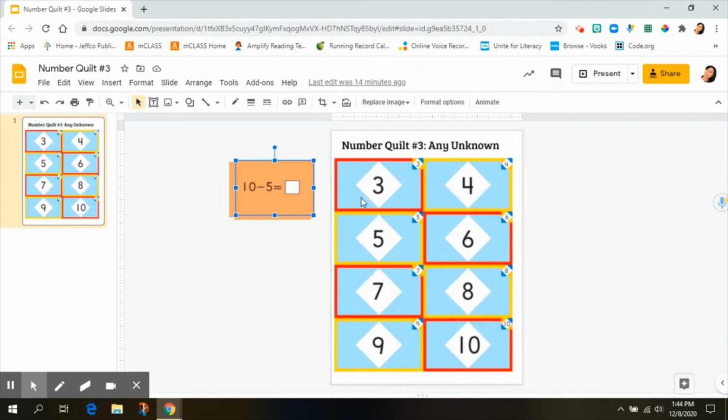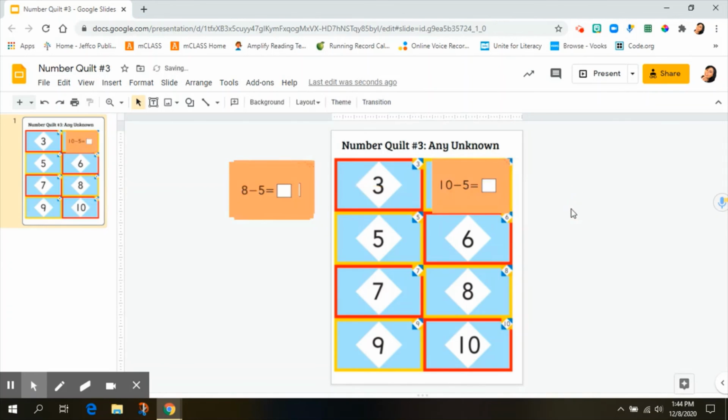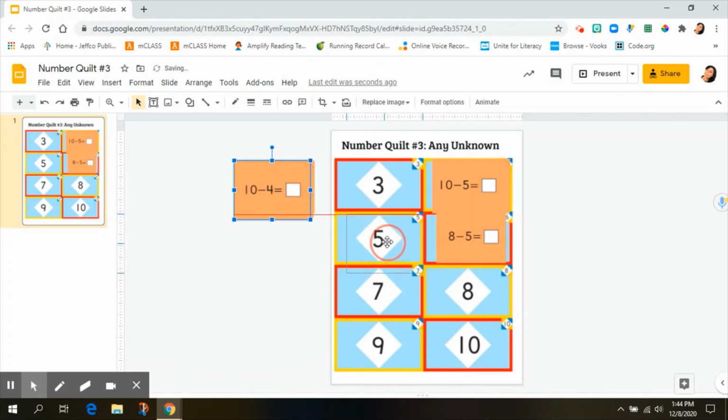So the way this works is that you have this equation card right here. This one says 10 minus 5 equals what? Let's say I solved it and I'm saying 10 minus 5 equals 4. I'm going to pull it over here to the 4. So essentially, these numbers here count as your difference. Okay, so you want to drag them over to whatever you think is the right difference. When you're finished, turn this in to Google Classroom.